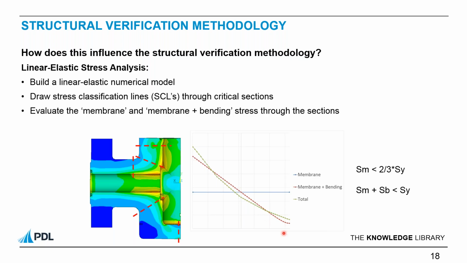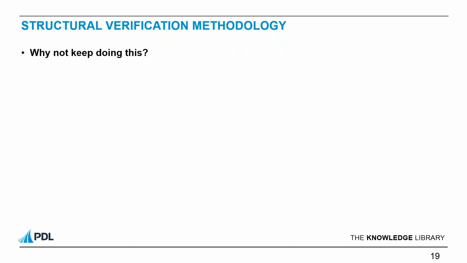Once we've evaluated the values of the membrane and membrane plus bending stress, we then compare these to API and ASME limits. For a ductile metal, this is typically the membrane stress being compared to 2/3 of the yield strength, and the membrane plus bending stress being compared to the yield strength. Okay, so why don't we just keep doing this?